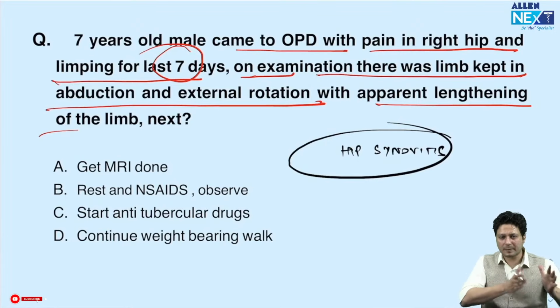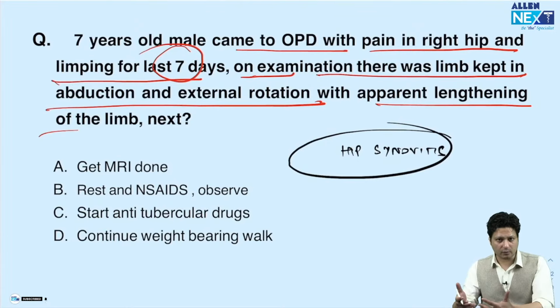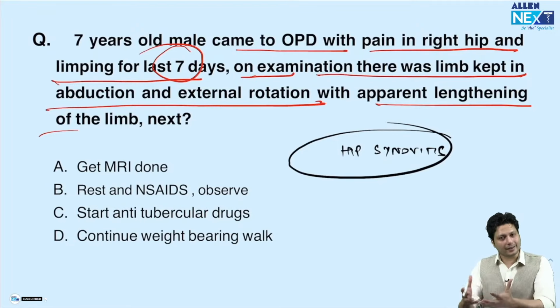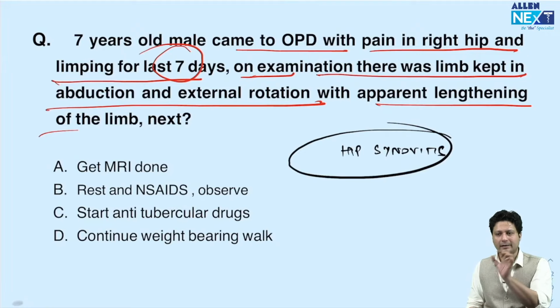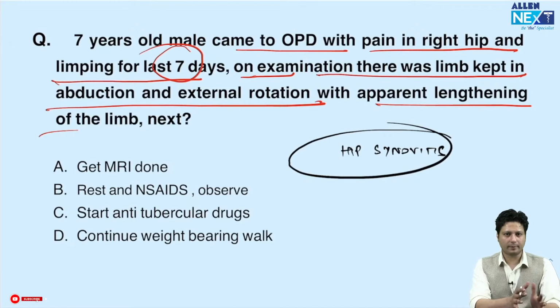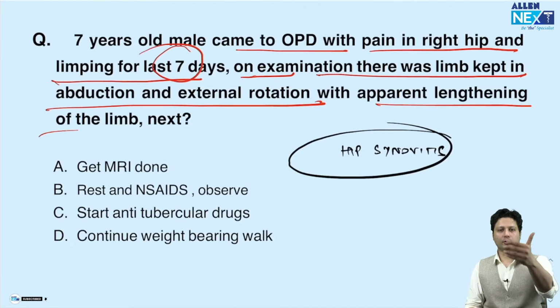That means it could be non-specific synovitis, it could be tubercular synovitis, it could be infective synovitis, it could be reactionary synovitis, it could be irritable synovitis, so anything. But the stage the patient is presenting with is the acute synovitis of the hip. That means collection of fluid inside the hip joint. Now, how will you proceed?